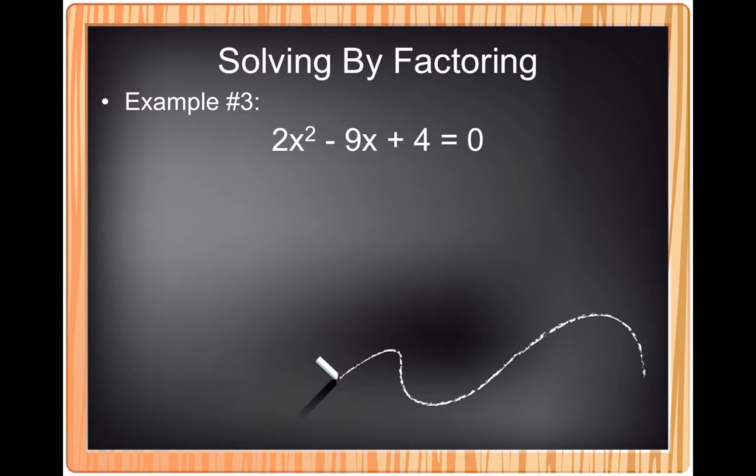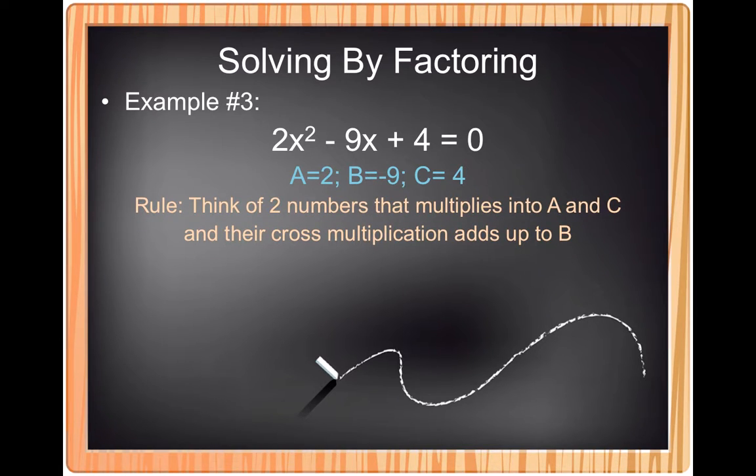So here we have an example, 2x squared minus 9x plus 4 equals 0. So the process stays the same. We need to identify the a, b, and c values. So in this case, a is 2, b is negative 9, c is 4. So the rule to find the solutions is thinking of two numbers that multiply into a and c, and their cross multiplication adds up to b.